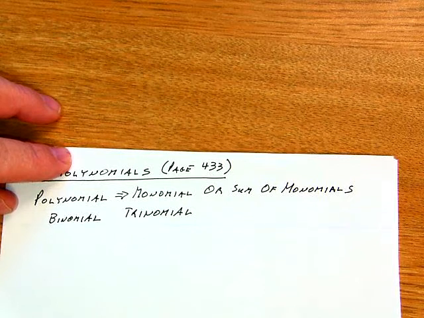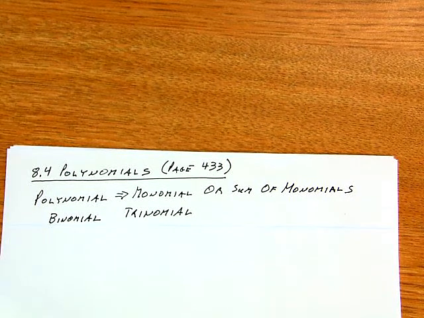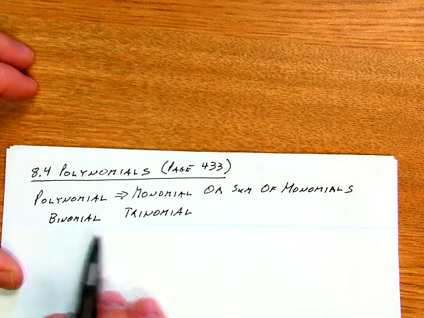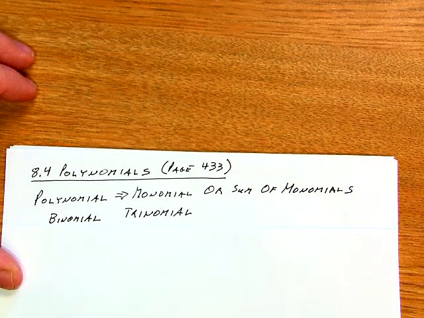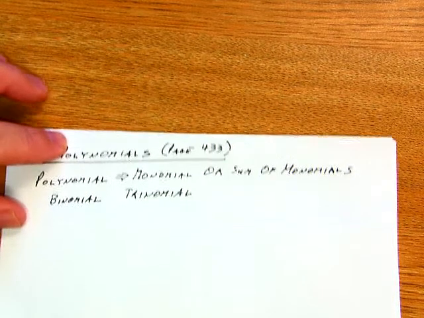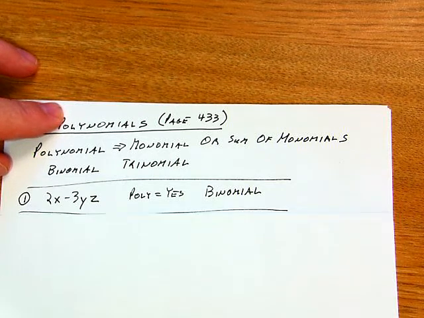There's a special term. If there are two monomials added together, you call it a binomial. If there are three, you call it a trinomial. If there are more than that, there's no special name for anything more than a trinomial. Okay, let's take a look at some examples.